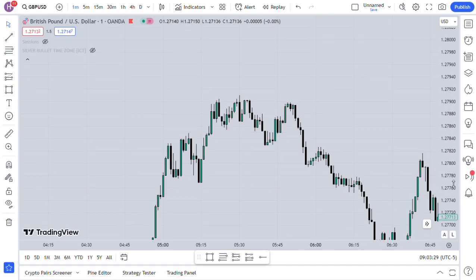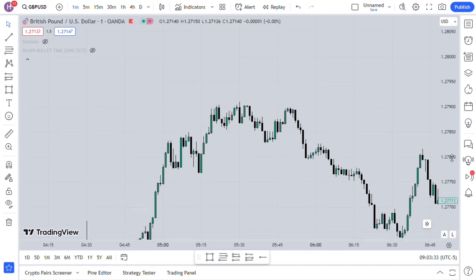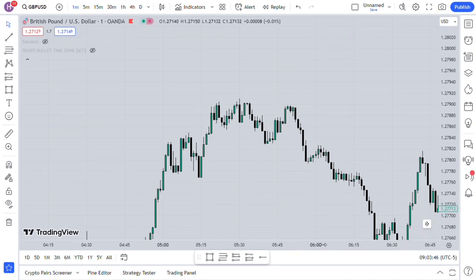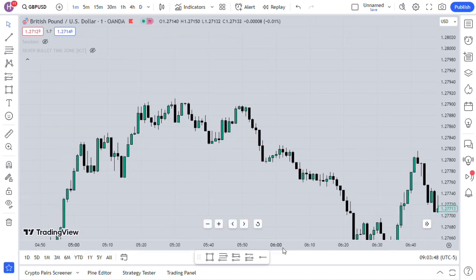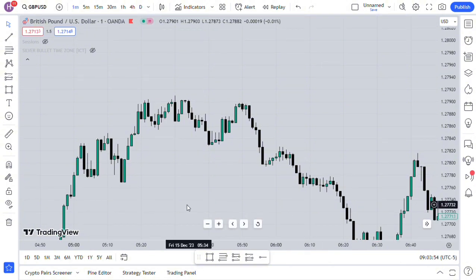We first start by identifying the fair value gaps. As you can see, the high was created here. Then the market came down, taking out the low of this high, and it formed a few fair value gaps. You can take a minute or two to pause the video and see if you can identify the fair value gaps, but for me, I will just continue.